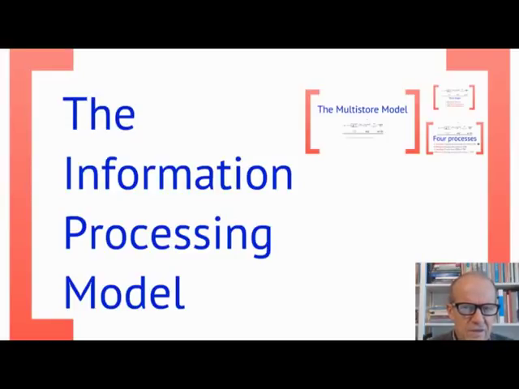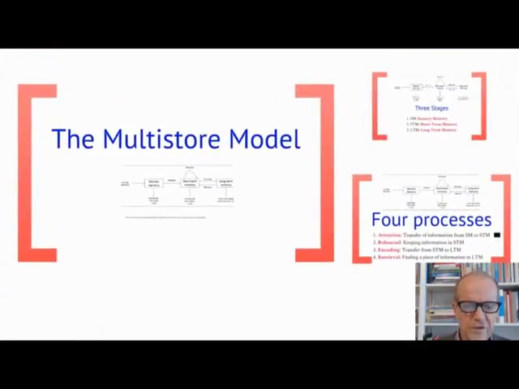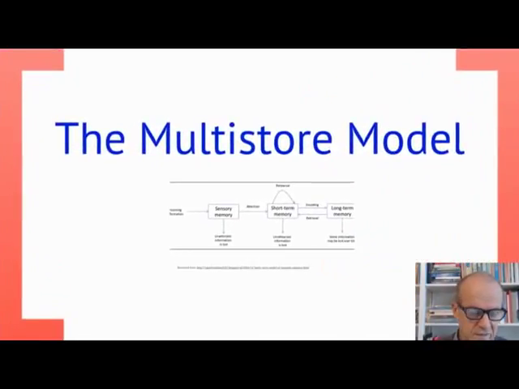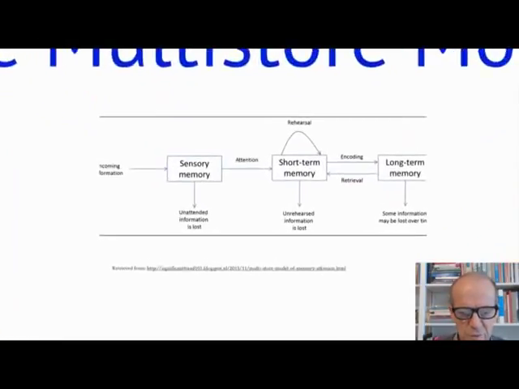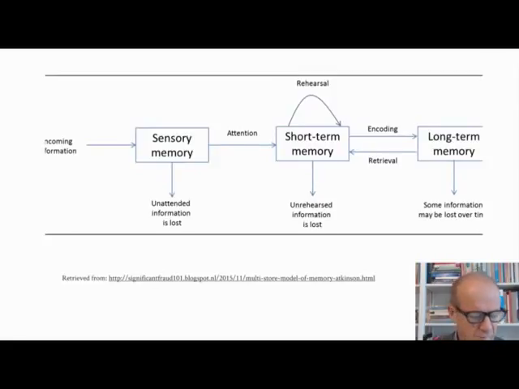This computer model, this computer metaphor, is definitely the source of inspiration for the multi-store model, which was developed by Atkinson and Shiffrin in 1968. Basically, it's a three-store model. We're going to explore the model now in some detail.